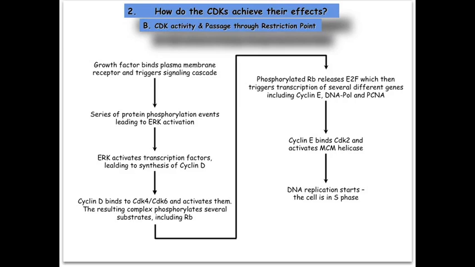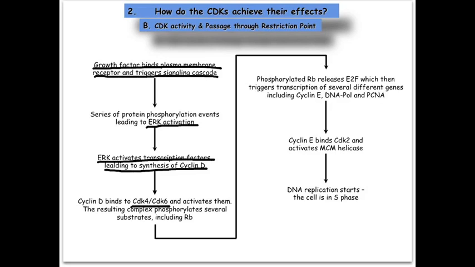So, to recapitulate the transition through the restriction point and into S phase, the whole process gets started by the binding of growth factors to plasma membrane receptors, which triggers signaling cascade events leading to the activation of, among others, ERK. ERK then activates other transcription factors leading to the synthesis of cyclin D. Cyclin D binds to CDK4, CDK6 and activates them. The resulting complex then goes on to phosphorylate several substrates, including RB. Phosphorylated RB releases E2F, which then triggers the transcription of several different genes, including cyclin E, DNA polymerase, and PCNA.